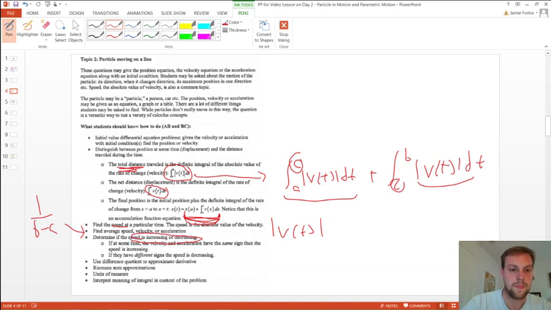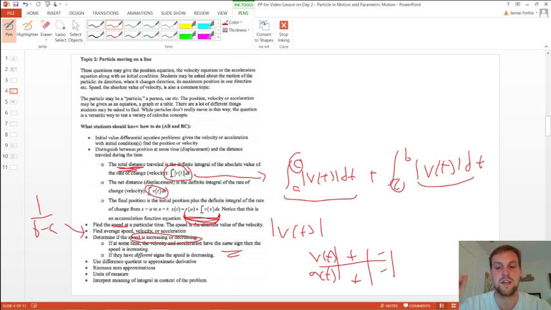Remember how that worked? At some time, the velocity and acceleration have the same sign and the speed is increasing, or two different signs and they're slowing down. So remember, we would have v of t and we would have a of t. If they had the same signs, then the speed is increasing. But if we had opposite signs, then it was decreasing. They were actually acting against each other. So that's a good one to know.